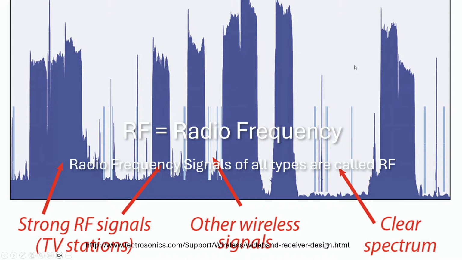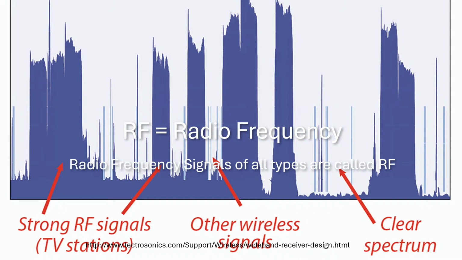Let me turn on my laser pointer. If I get my cursor back over here. So we're looking at amplitude of signals on the vertical scale and frequency on the horizontal scale. So we're looking at a spectrum, and each one of those radio signals is there for a reason. It's there to convey information.